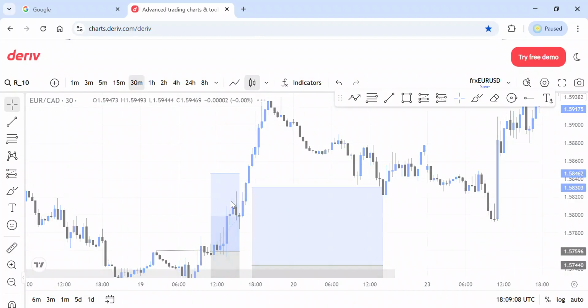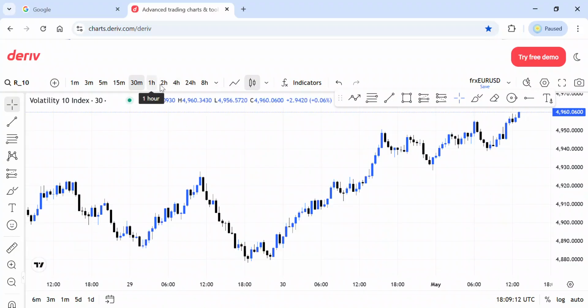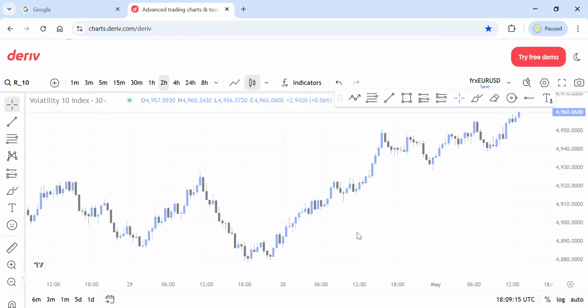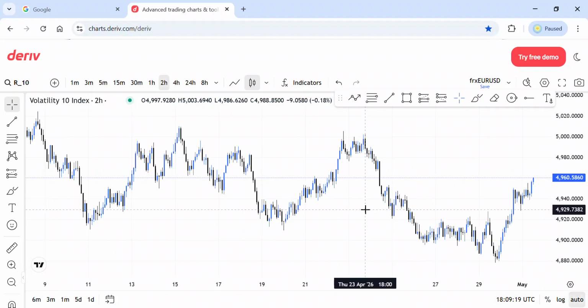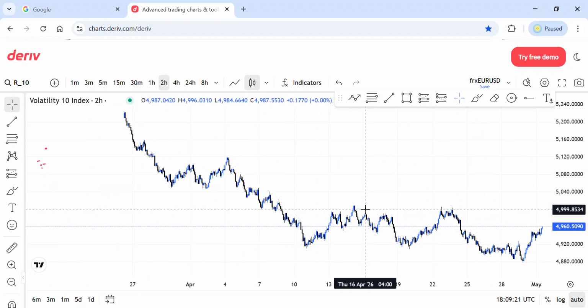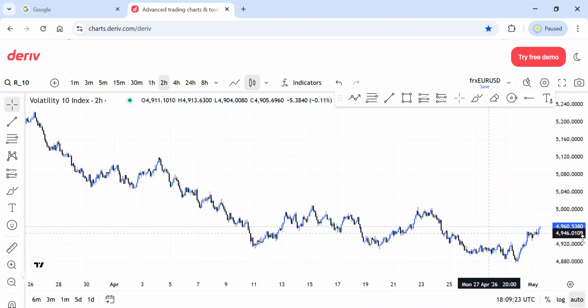Let's check Deriv. Let me check volatility 10. Let's go to 2 hours time frame too. Let's see what's happening. You just need a breakout. That's all. Just look for a breakout, okay?